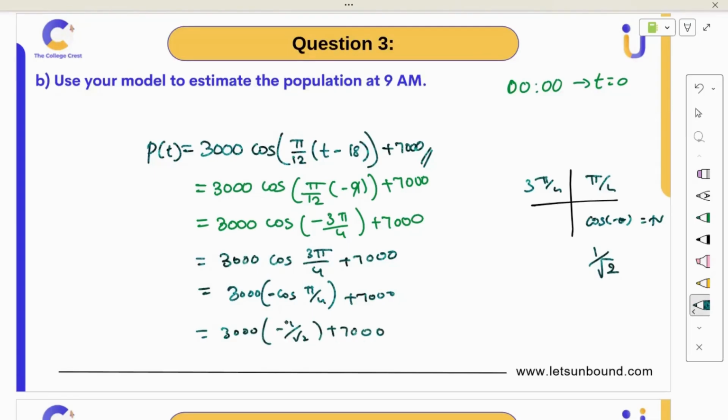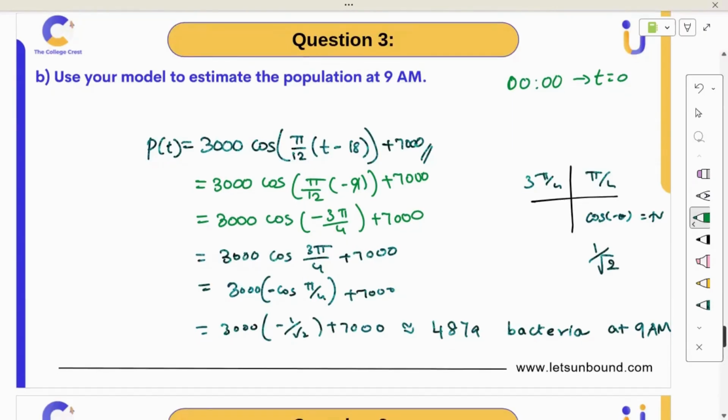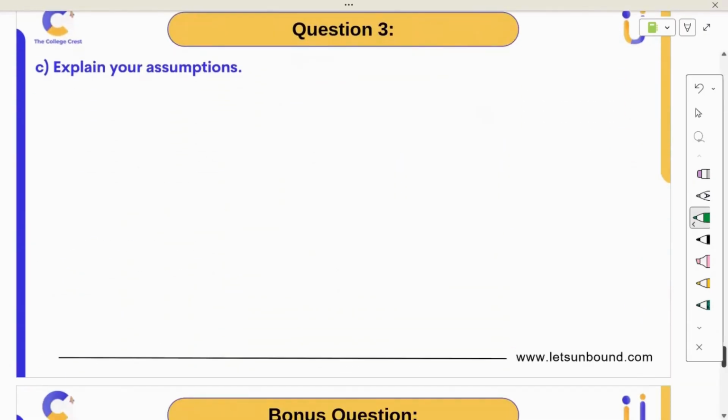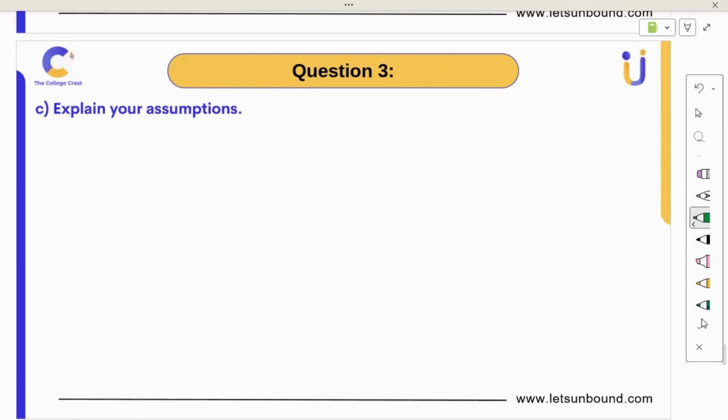And the rest we can do with a calculator. So you will approximately get 4879 bacteria at 9 a.m. Okay, that's how this goes. And now the last part: explain your assumptions. In this model, I assumed cos, because it starts with a maximum and we know when it occurs. So I go for that one.